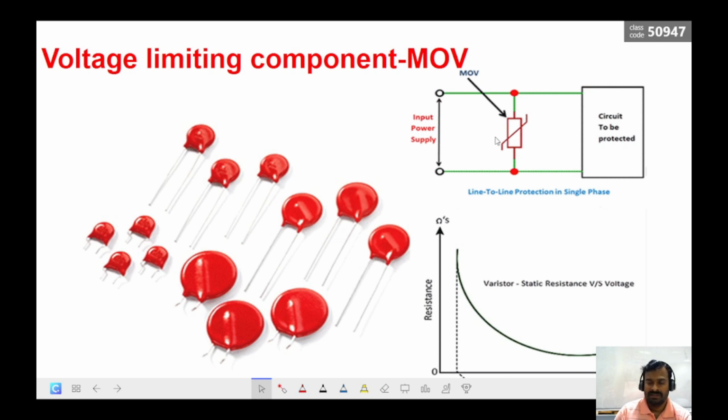You can see here the symbol of the metal oxide varistor, and the graph here shows how it reacts with respect to voltage and resistance. When the voltage increases across the varistor, the resistance keeps decreasing. At one particular point, it allows the free flow of current through the varistor, so it acts as a closed switch so that it can divert all the surge current. At certain voltage levels, it blocks the current path, acting as an open circuit. That is our normal operating condition.